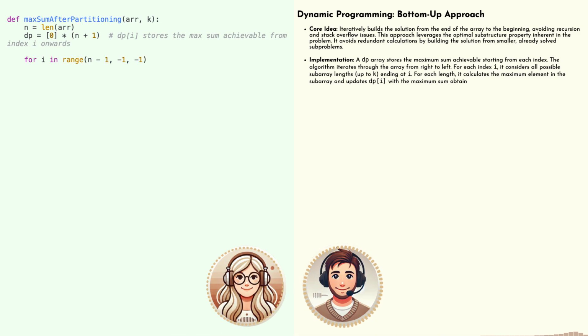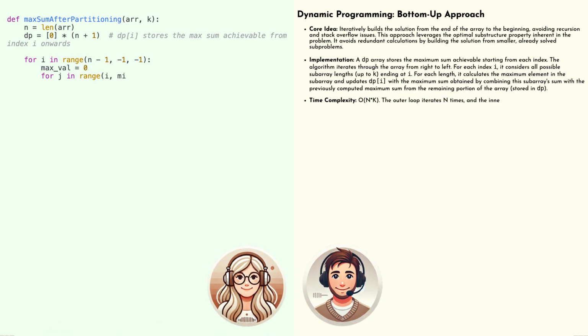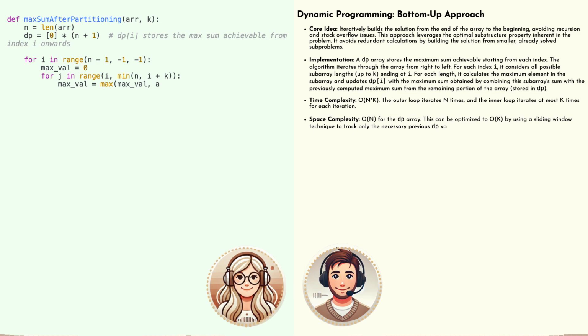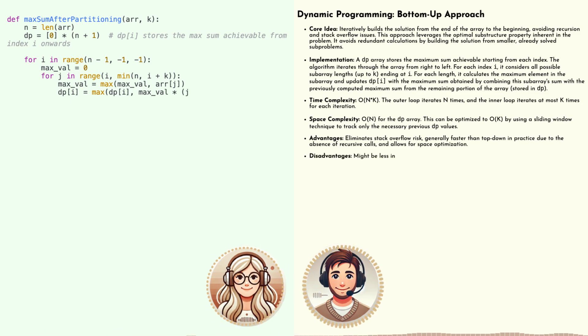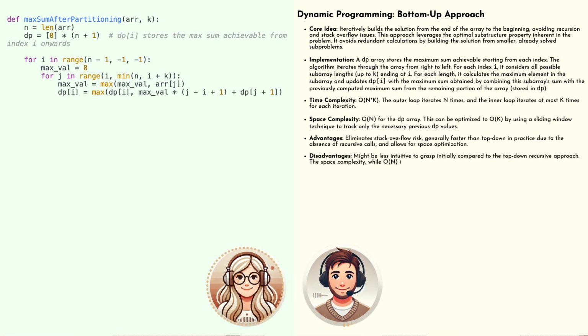So it's like saying the best possible sum we can get from an empty subarray is 0. Right, that's our starting point. Exactly. Now we move to the second to last element of the array and work our way backwards, one element at a time. Okay, so we're moving from right to left through the array.